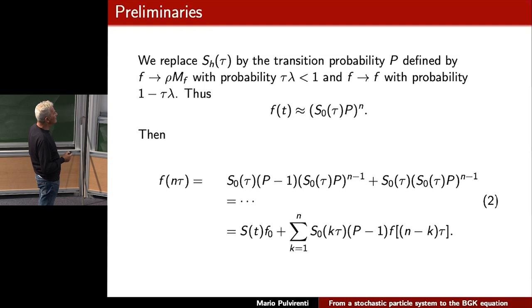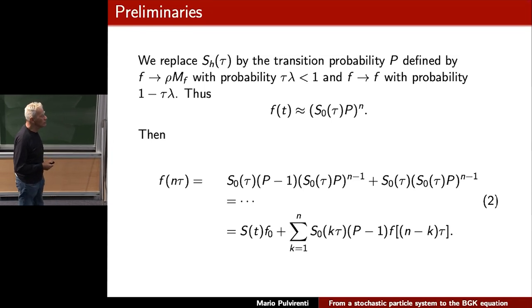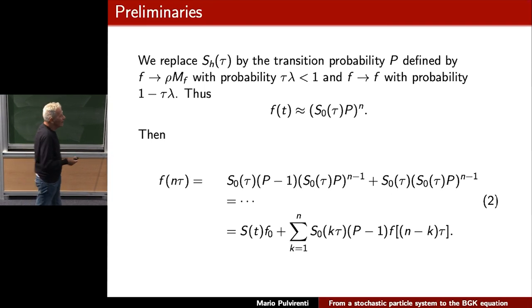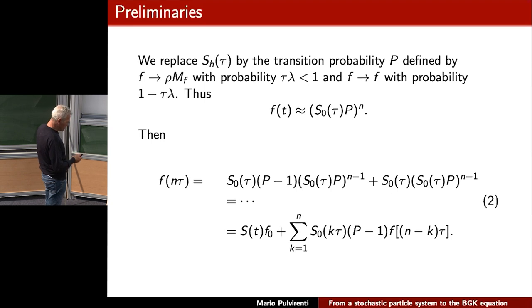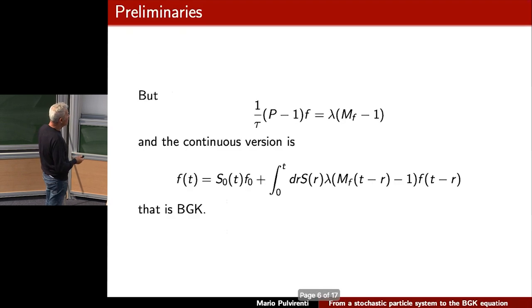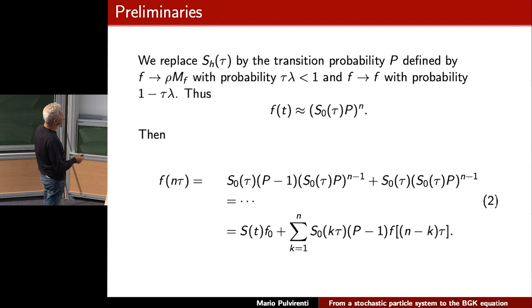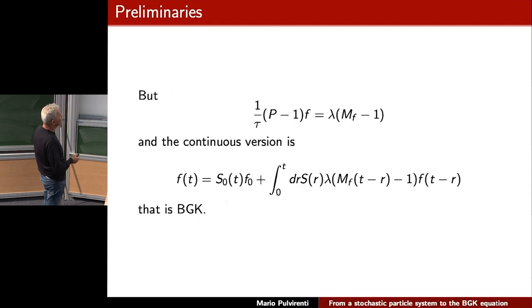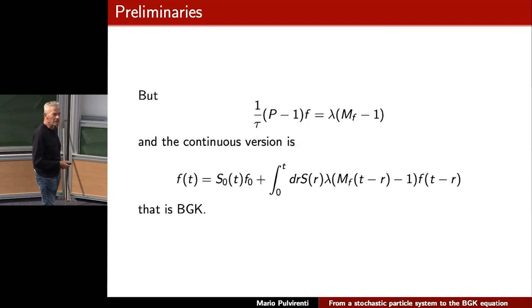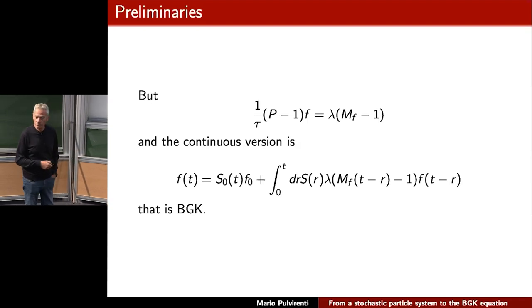You rewrite f at the time and t in this way. You iterate and you find this formula, which is nothing else than the Duhamel formula of some equation. So if you pass to the continuous version of this, as you compute this, you find that 1 over tau times p minus 1 is nothing else than lambda mf minus 1. And so if you pass to the continuous version of this, you arrive to this formula, which is nothing else than the Duhamel formula for the BGK equation.